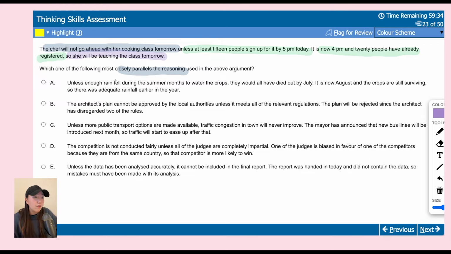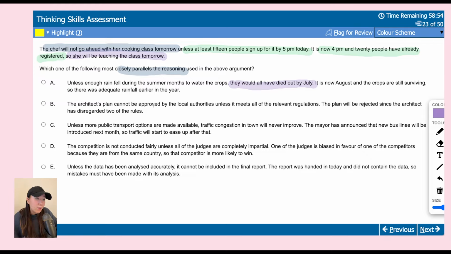So we've got, unless enough rain fell during the summer months to water the crops, they would have all died out by July. So this is wrong because of this section here, right? For this to fit what this reasoning is trying to tell us, it should say, unless enough rain falls during the summer months, the crops will not survive, or something like that. And then it should say enough rain fell during the summer months, so the crops will survive. That would be the correct way, but you can see that this is talking about an observation of something that's already happened in the past.